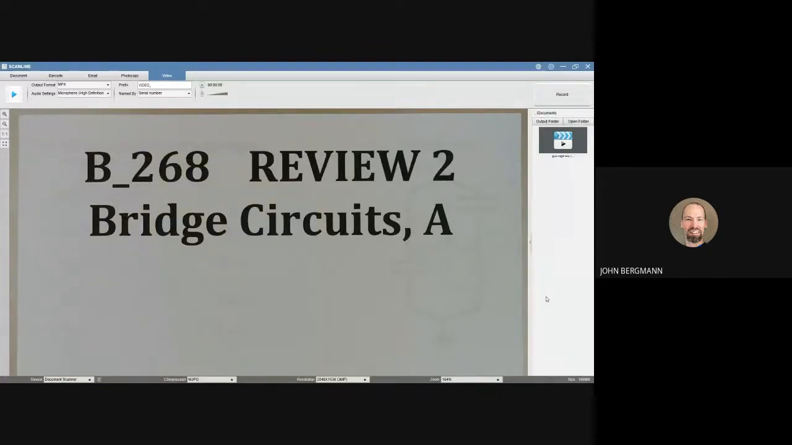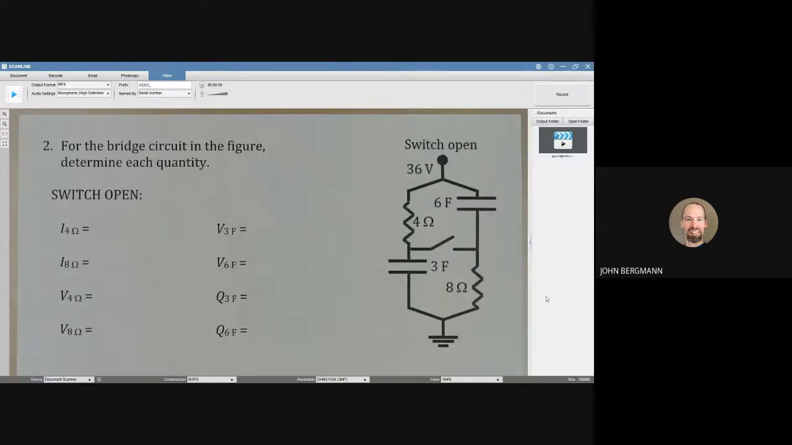Review video number 2, bridge circuits A. There will be another bridge circuits video later, so that's why this one is video A. Here's our bridge circuit, and we want to determine each of these quantities when the switch is open, as shown here.